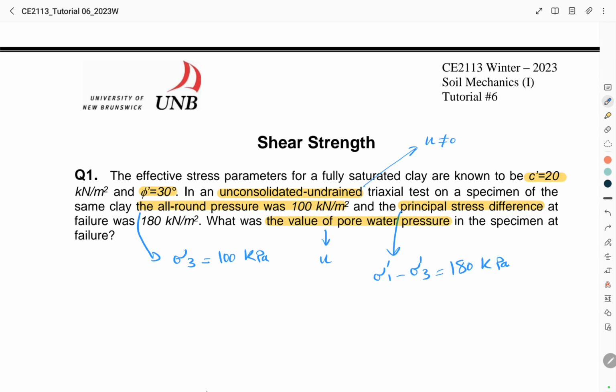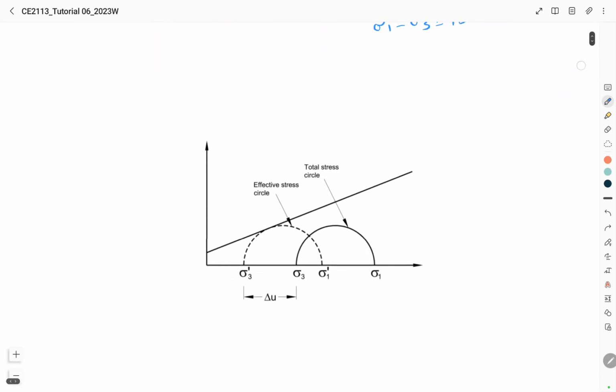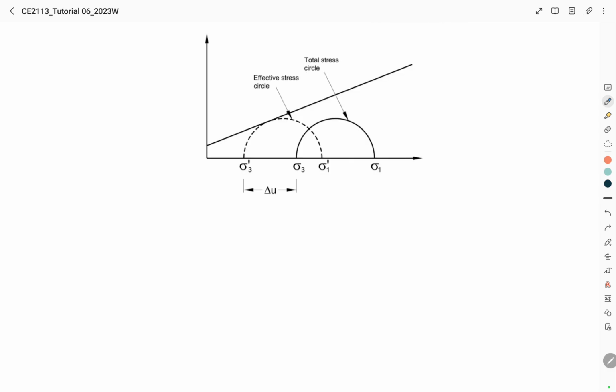As you probably already know, the total and effective stress Mohr circles have the same diameters, but they are separated by the value of the pore water pressure. And the Mohr circles for the effective and total stress will look like this in undrained triaxial tests. So in this question, this diameter is given to you, which is 180, and the value of sigma 3 is given to you, which is 100. C prime, which is this value, is equal to 20, and this angle is equal to 30 degrees.